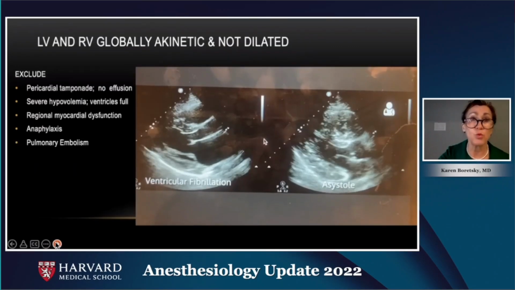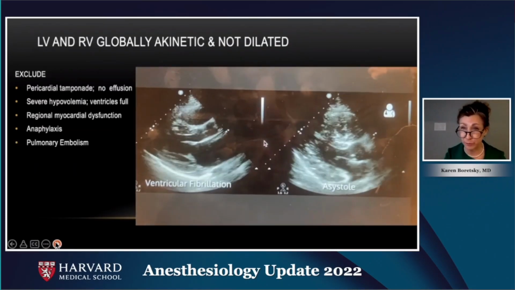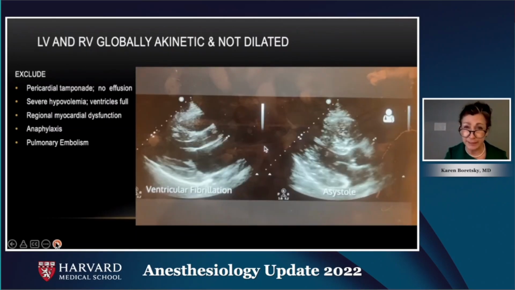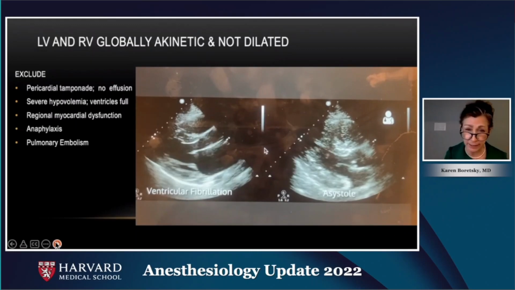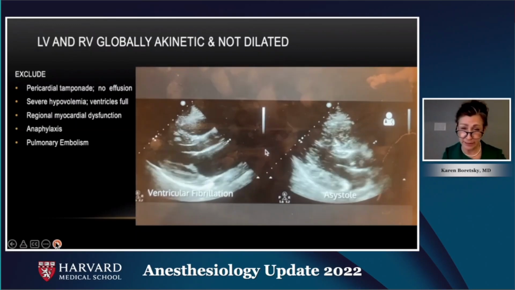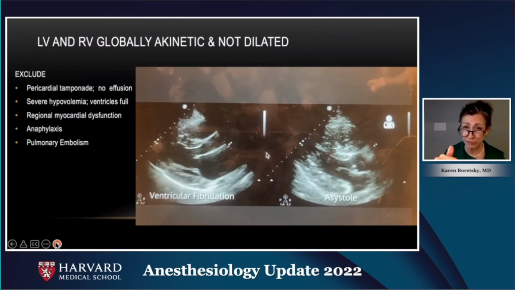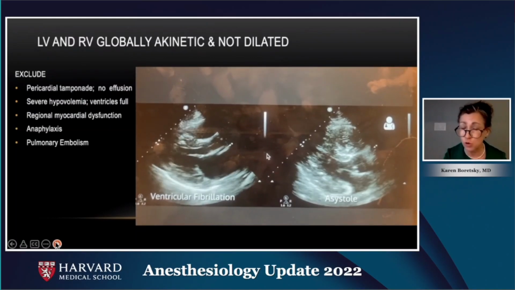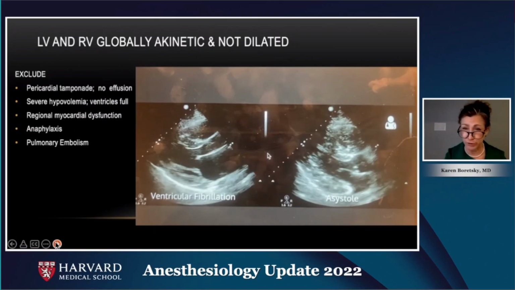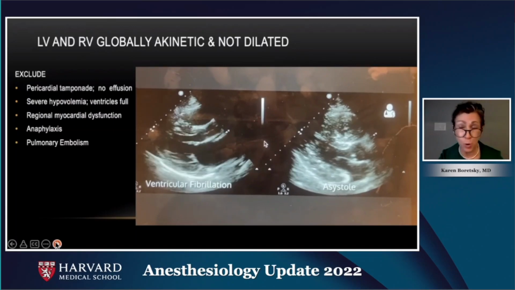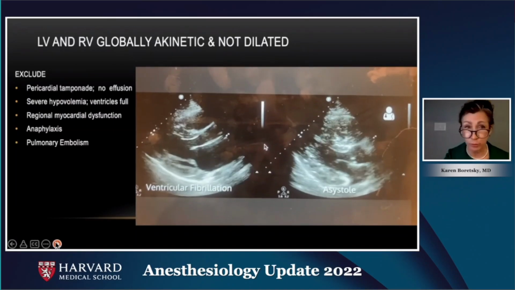So, what's going on and what information can we get by looking at the heart? The patient at hand is on the left-hand side. This is ventricular fibrillation. You can see the valves fluttering, the uncoordinated myocardial contractility, as opposed to asystole, which is on the right, and there is no heart movement, no myocardial movement at all.